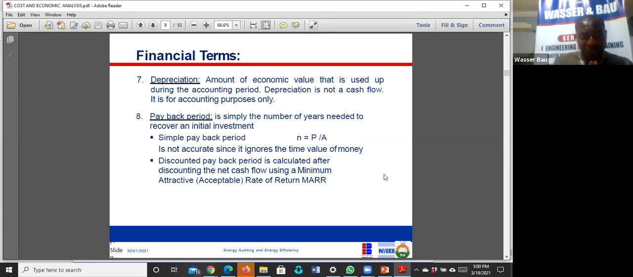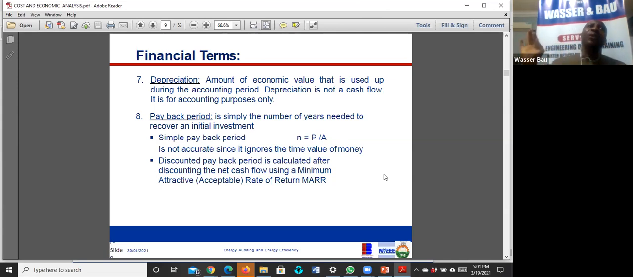If it will take me 50 years to recover my money, then I'm not investing, because I'm not sure of living up to the next 50 years. I'm not sure about that. But if it will take me 2 years to recover my money, that's cool. That's fine with me. So that's payback period. And payback period is simply investment over savings. That is just the simple payback period, not considering the time value of money, not talking about interest.